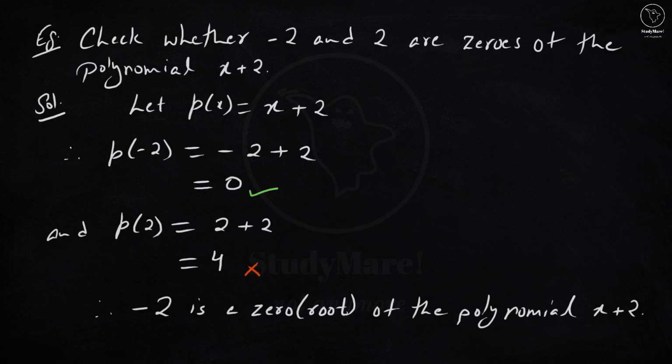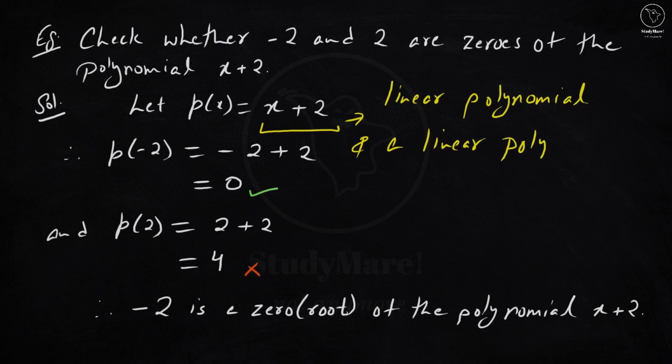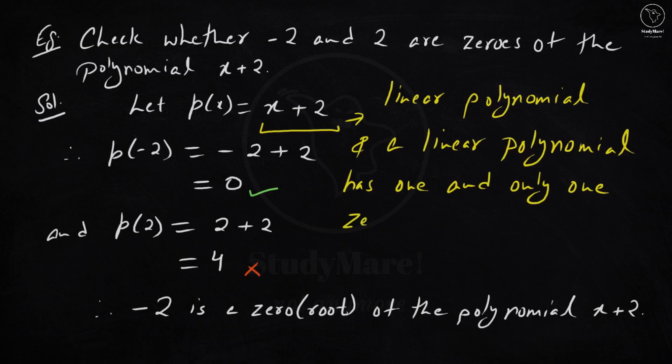Now here, we have one more reason why we got only one root for the given polynomial. You see, x plus 2 is a linear polynomial. And a linear polynomial has one and only one 0 or root. So when we got one root, p of minus 2 is equal to 0, we know that there could not be any other root for this polynomial.